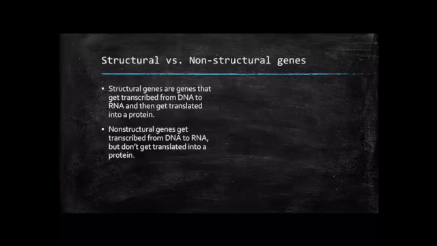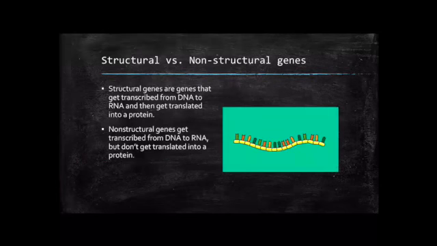So just like not both strands get transcribed into RNA, not all genes are going to get transcribed or translated either. There are two different types, structural versus non-structural genes. Structural genes are the genes that get transcribed from DNA to RNA and then get translated into amino acids and go on to become a protein. Non-structural genes, however, get transcribed from DNA to RNA but do not get translated into a protein. So therefore, they never go on to step 2. They only stop at step 1 of transcription.